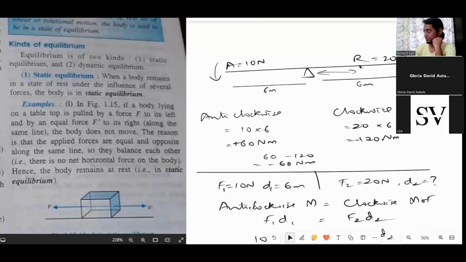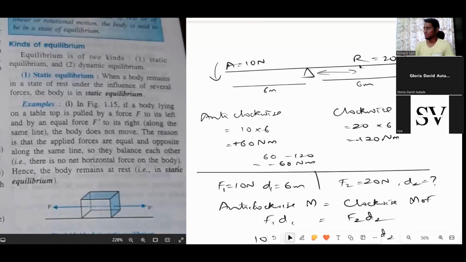If Ryan sits closer than that, then your moment of force will be less and you will go up. Okay, so this point is where Ryan has to sit to balance it. If he sits anywhere in front of this, then he will go up, Aman will go down. If he goes more to the right, then Ryan will go down, Aman will go on top. So like that, however much force you're applying or however much weight you have, you can always balance the seesaw by sitting at different positions.